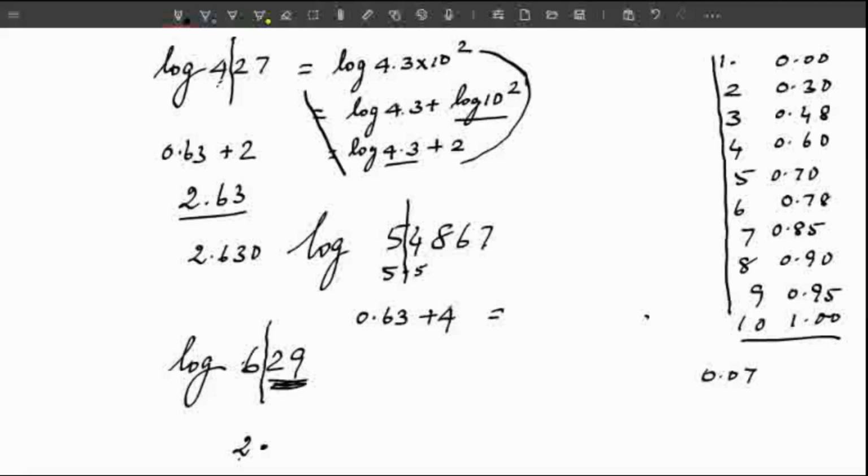And what is the answer you are expecting? What does your mind say the answer will be? Anybody? Without doing that calculation, 0.80. So the answer is 2.80. What is the correct answer for log of 629? It is 2.798. Our answer is 2.80. Okay, I think this is sufficient for you.